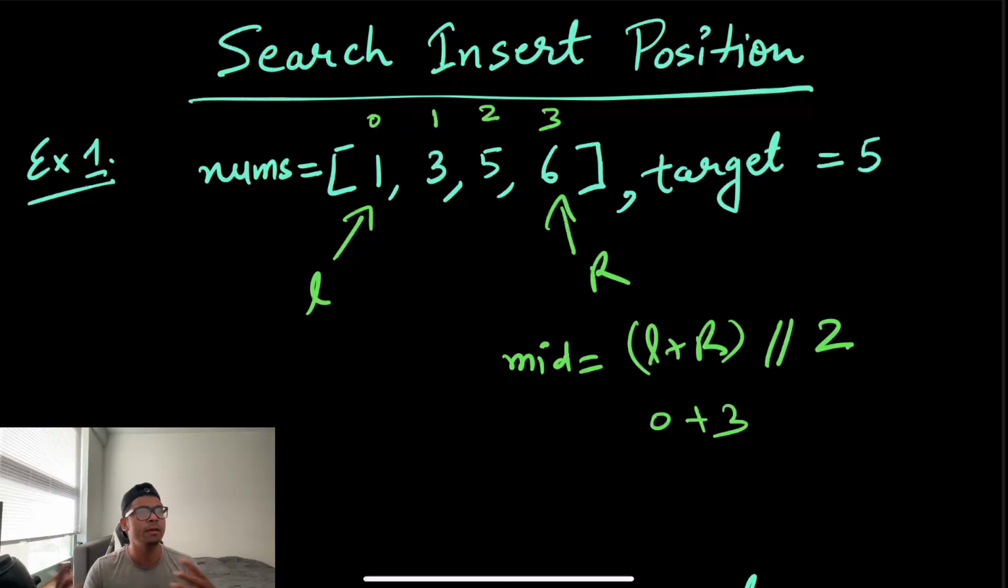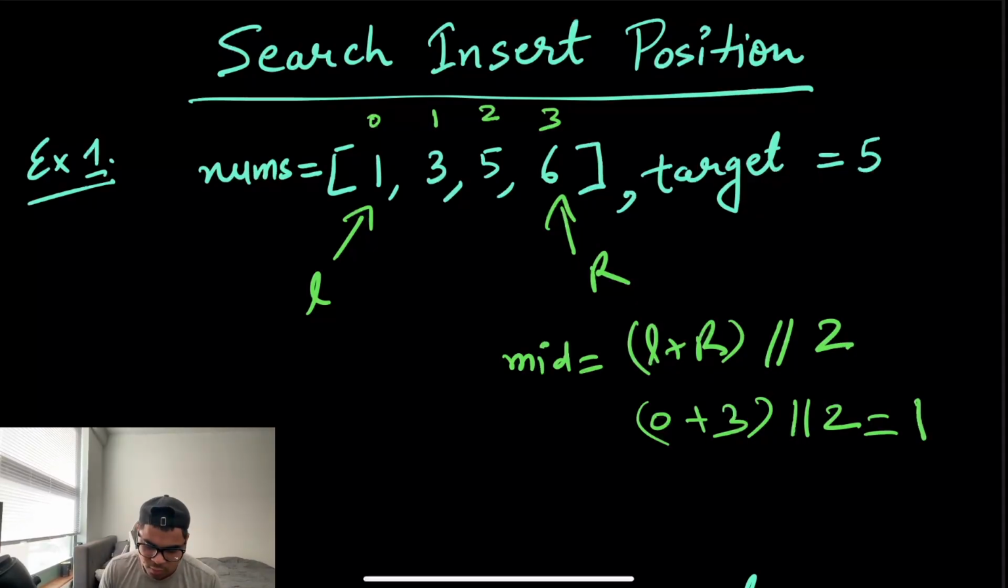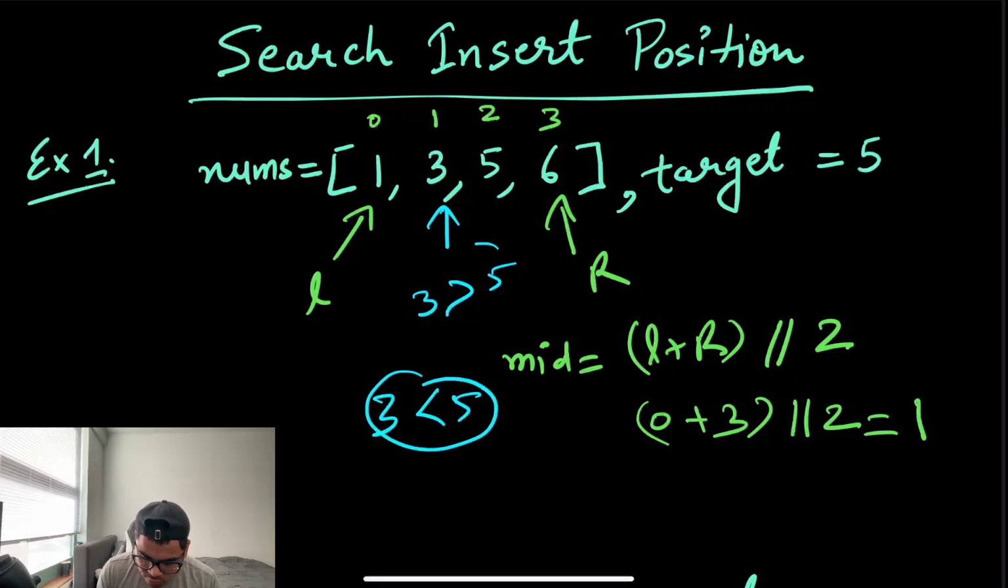And we will be able to find a condition where my middle index value is equal to the value that I'm trying to search, which is the target. In this case, mid gives me 1, and the value is 3. Is 3 equal to 5? No. So that means what? We check if 3 is greater than 5 or 3 is lesser than 5.